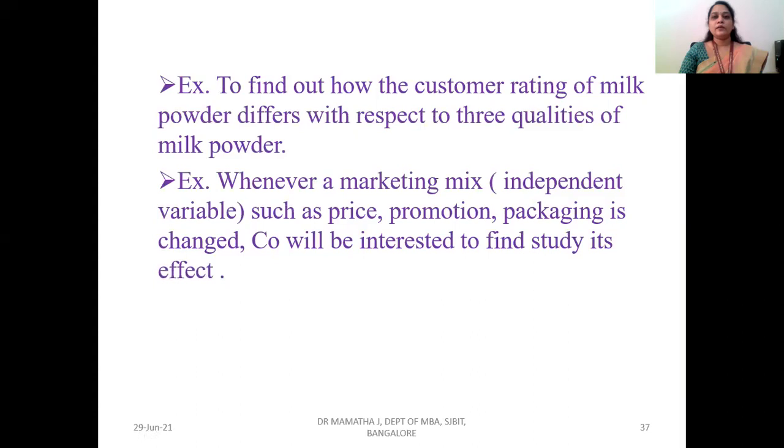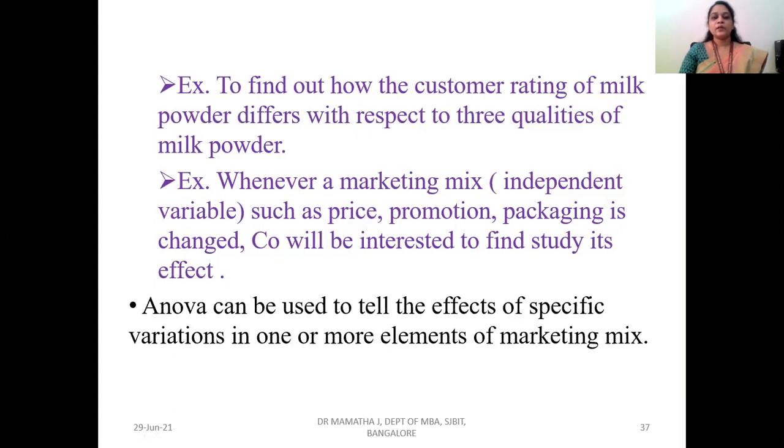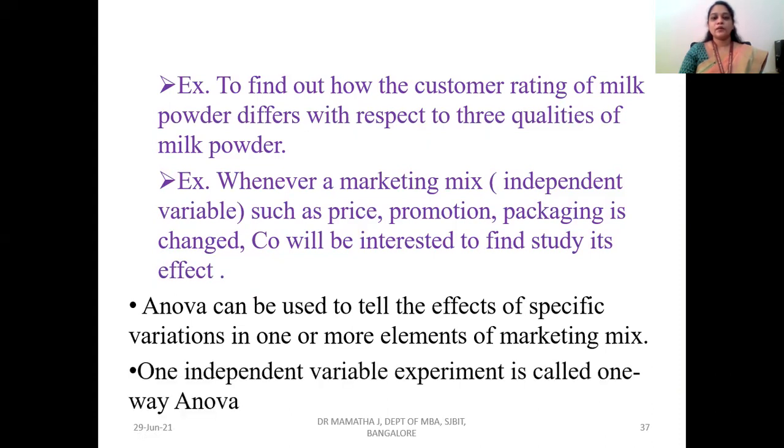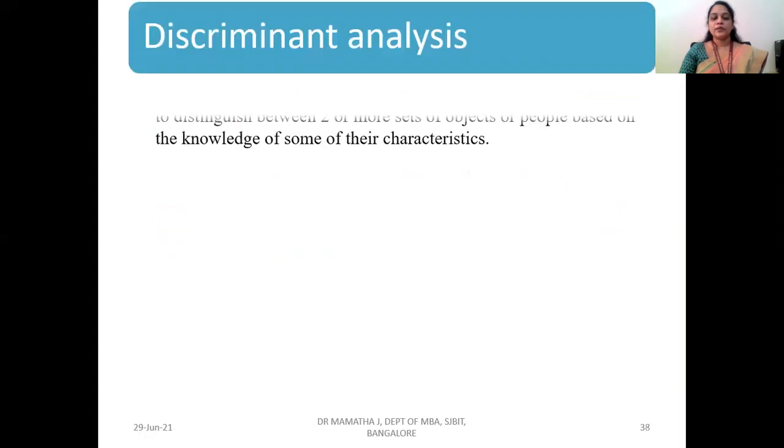For example, to find out how the customer rating of milk powder differs with respect to three qualities of milk powder, or whenever marketing mix independent variables such as price, promotion, packaging are changed, the researcher will be interested to study its effect on the dependent variable. ANOVA can also be used to tell the effects of specific variations in one or more elements of the marketing mix. Then discriminant analysis.